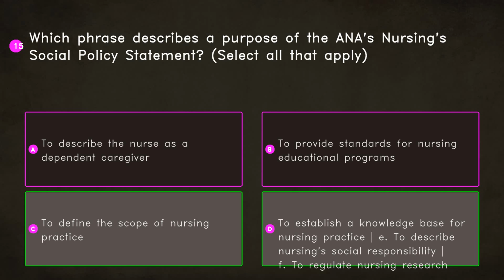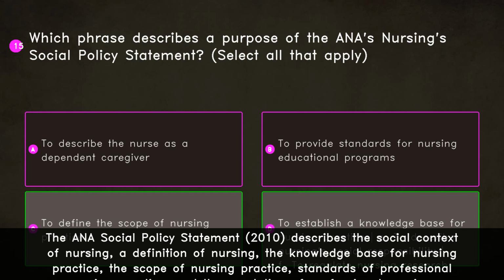The correct answer is to define the scope of nursing practice and to establish a knowledge base for nursing practice. The ANA Social Policy Statement, 2010, describes the social context of nursing, a definition of nursing, the knowledge base for nursing practice, the scope of nursing practice, standards of professional nursing practice, and the regulation of professional nursing.